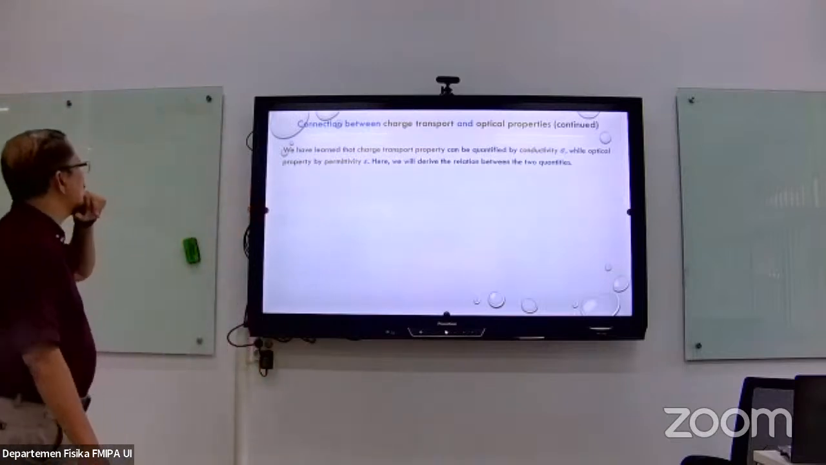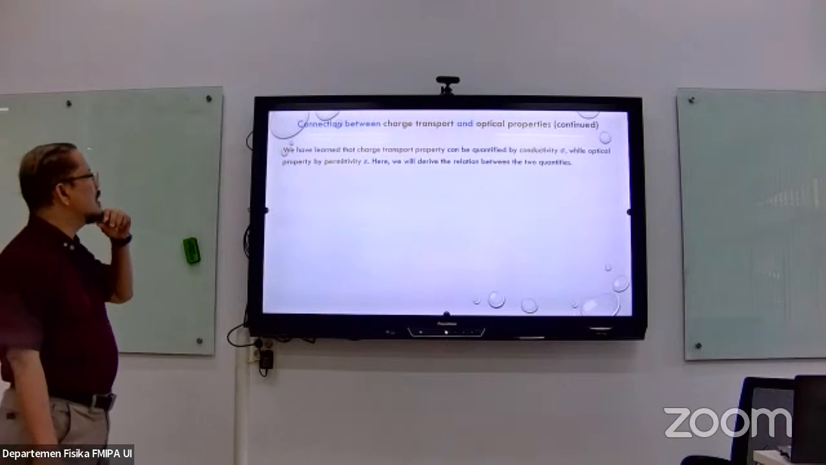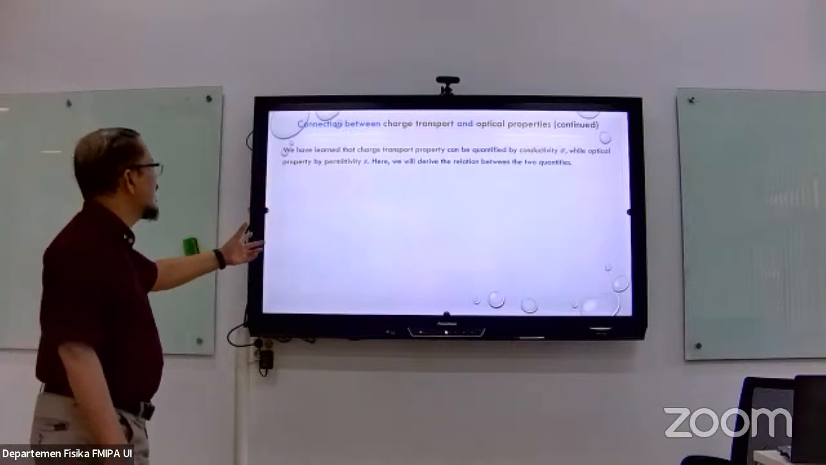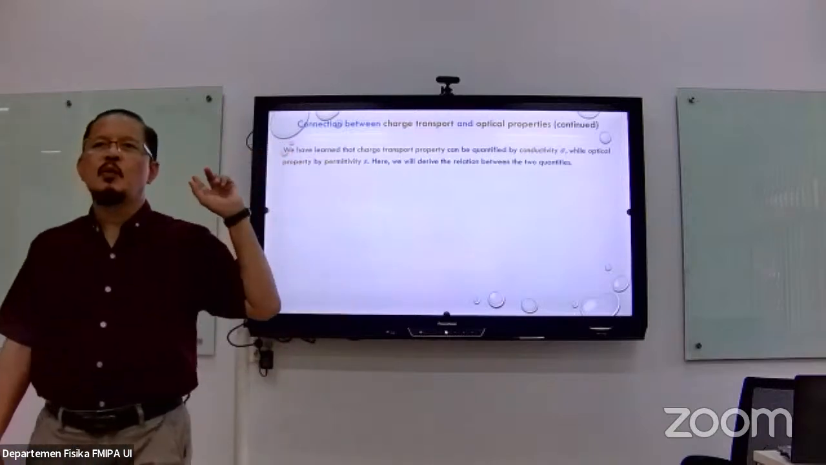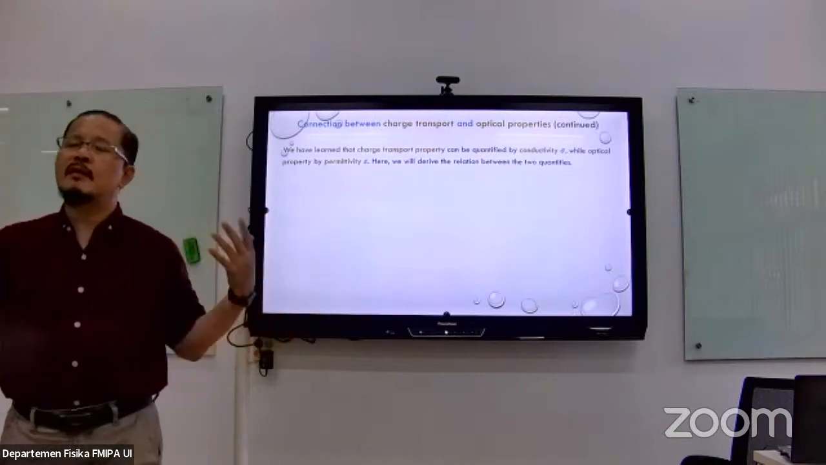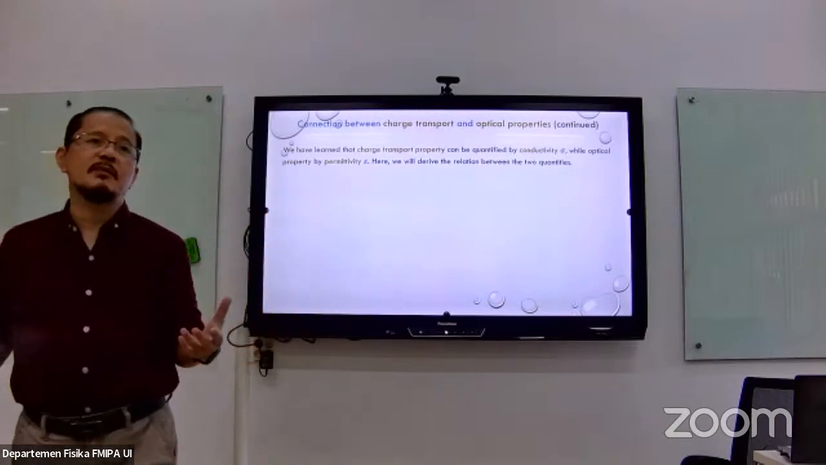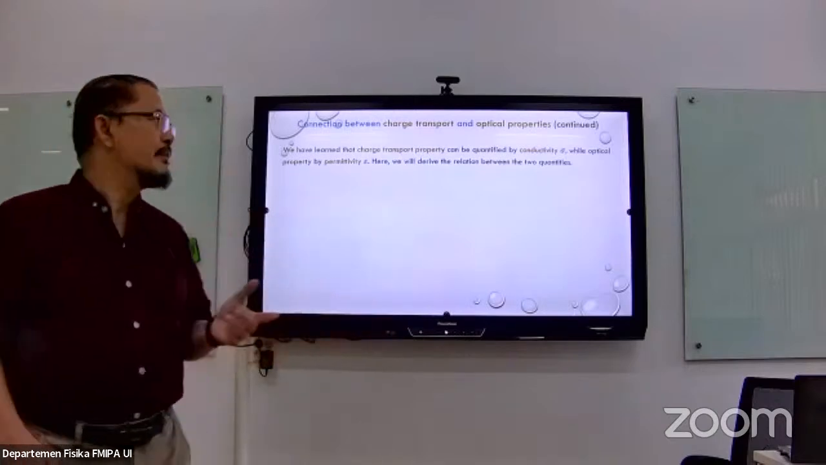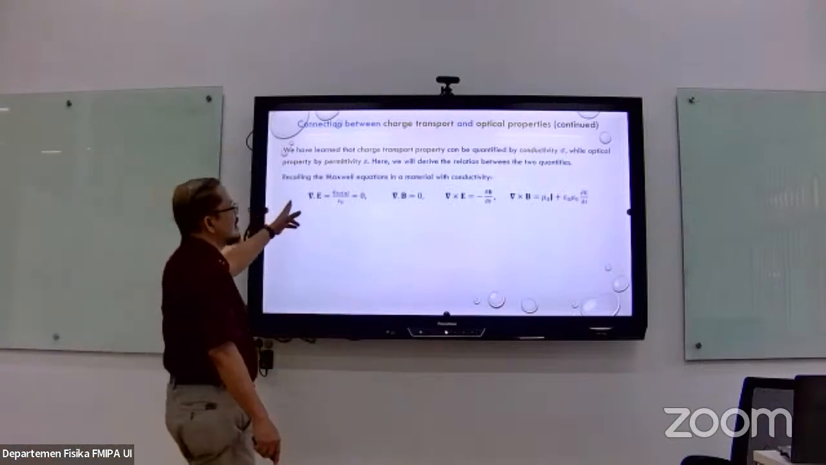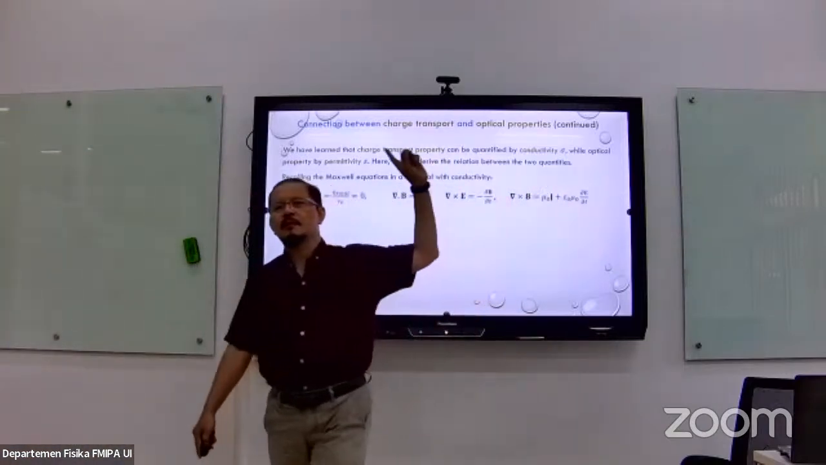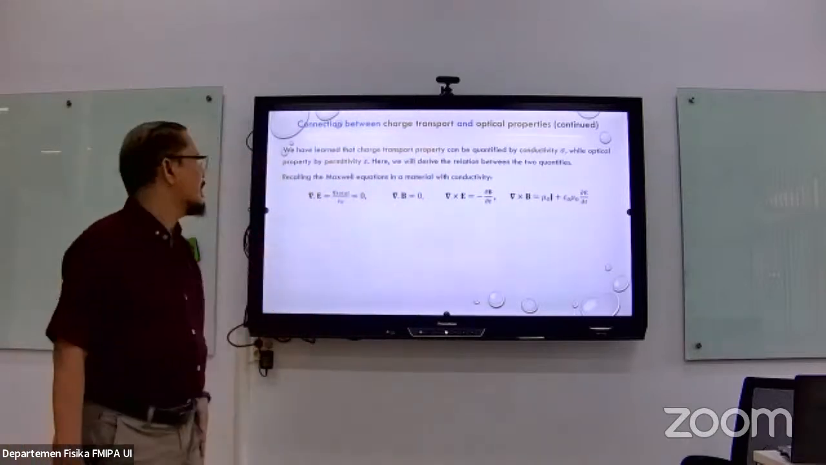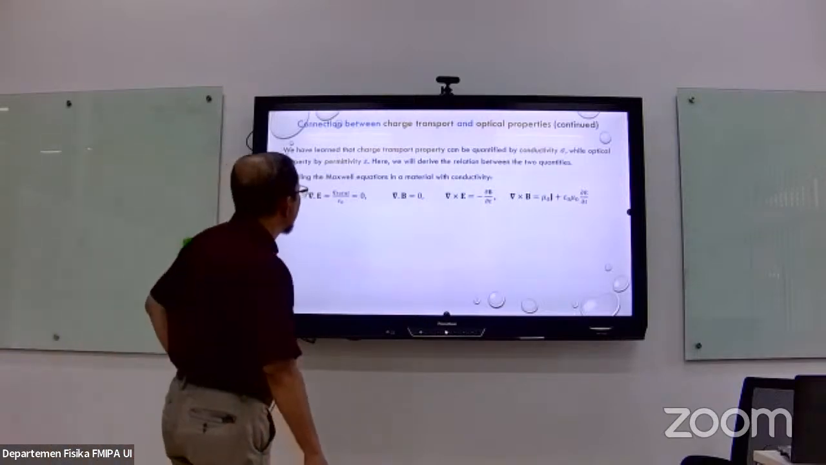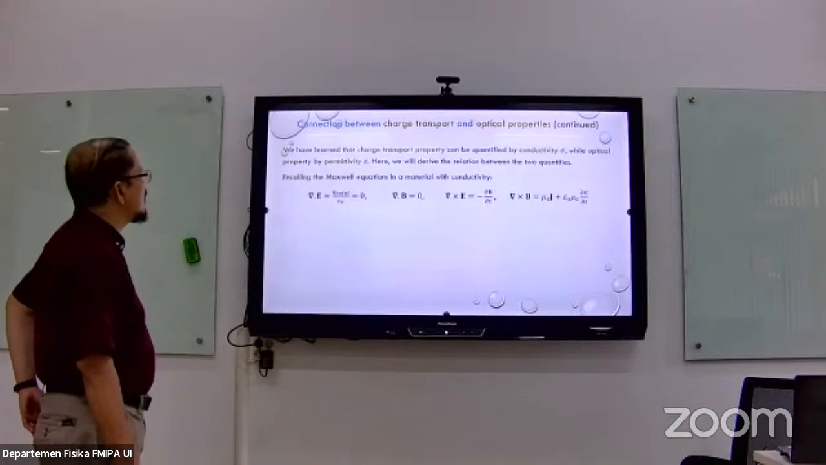Whereas when we talk about optics, usually we talk about permittivity, as we just did before, right? And these two are actually connected. Why are they connected? Because they come from the same physics concept, which is Maxwell's electromagnetic wave theory. So these are the Maxwell equations. Remember, you have learned this, right?